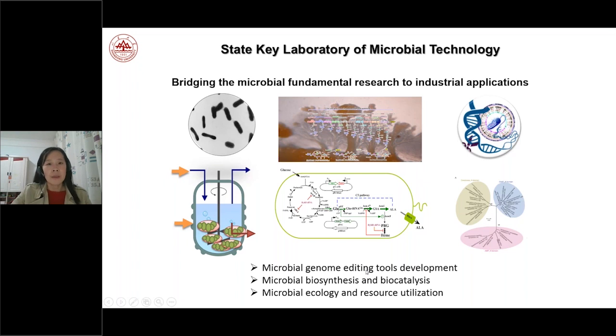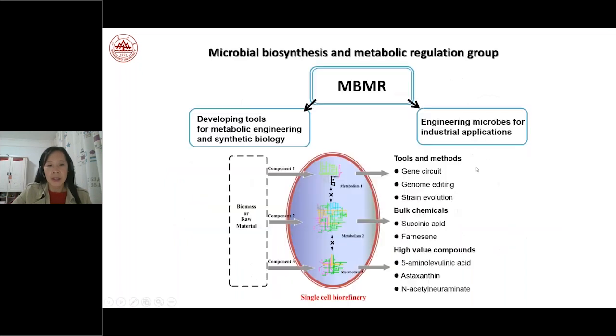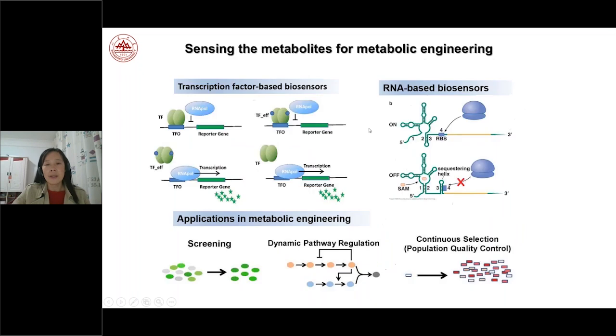In our group, we are developing tools for metabolic engineering and also for synthetic biology. We are also working on producing various products for industrial applications. As we know, the biosensor, which can sense the key metabolites in the metabolic pathway, has been used widely in metabolic engineering. For example, they can be used for high throughput screening, and if we couple the cell growth with the metabolite concentration, it can also be used for continuous selection. Another application is dynamic pathway regulation.